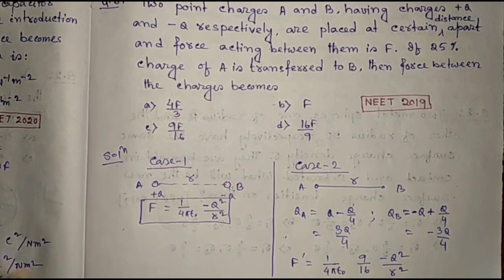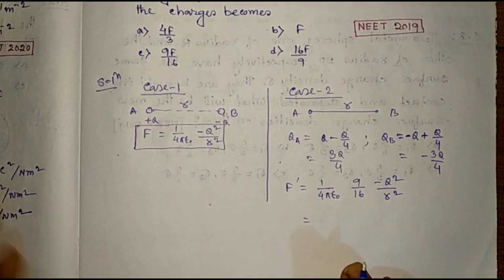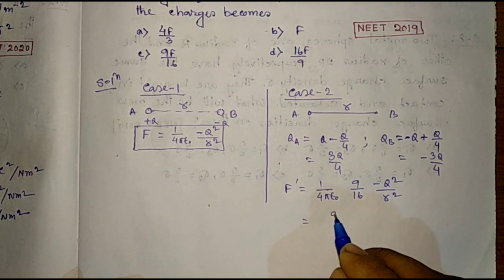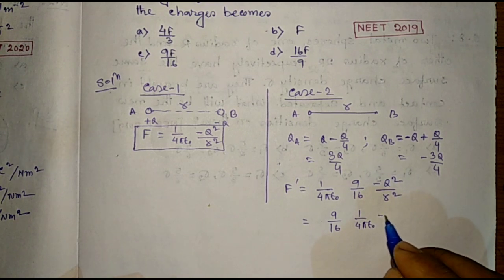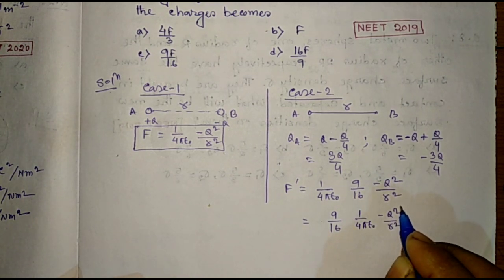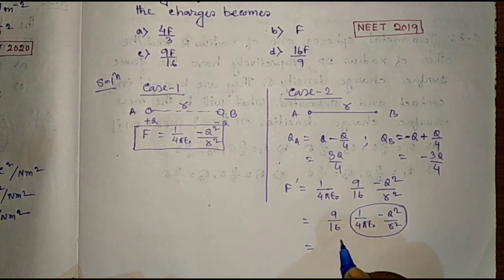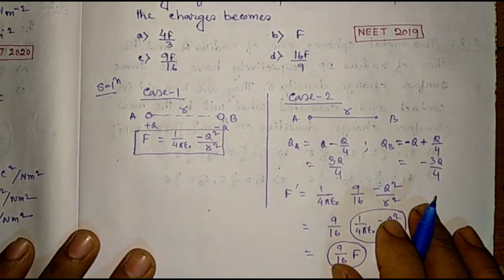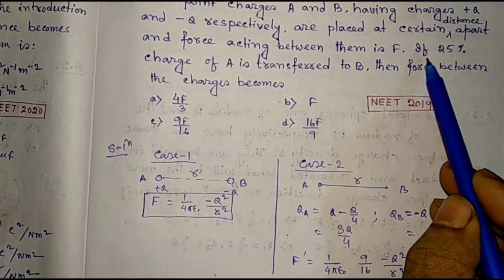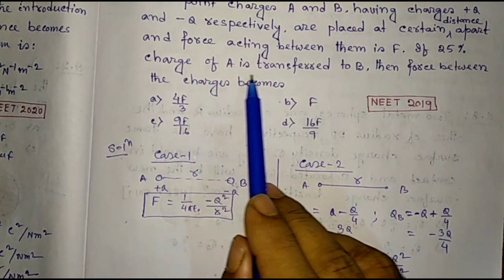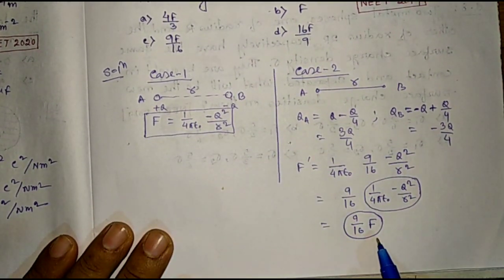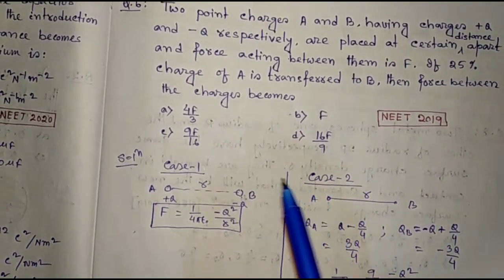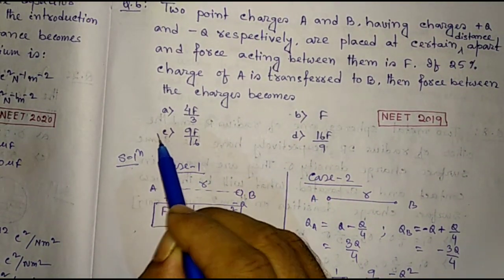So it is equals to 9 by 16 times 1 by 4 pi epsilon naught minus Q square by R square, and it is equals to F. So 9 by 16 F. In the question, if 25% charge of A is transferred to B, then force between the charges becomes 9 by 16 times of initial. So answer C is the right answer.